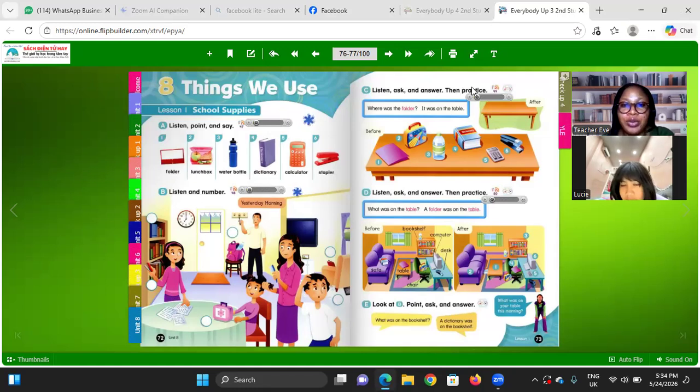All right, so we are going to learn how to use this question, where was? Okay, Lucy. So for example, before, this is what was on the table, but now, after, there is nothing on the table. Now we are going to ask the question, for example, where was the father? Where was the father? So before, the father was on the table. This is before and this is after.